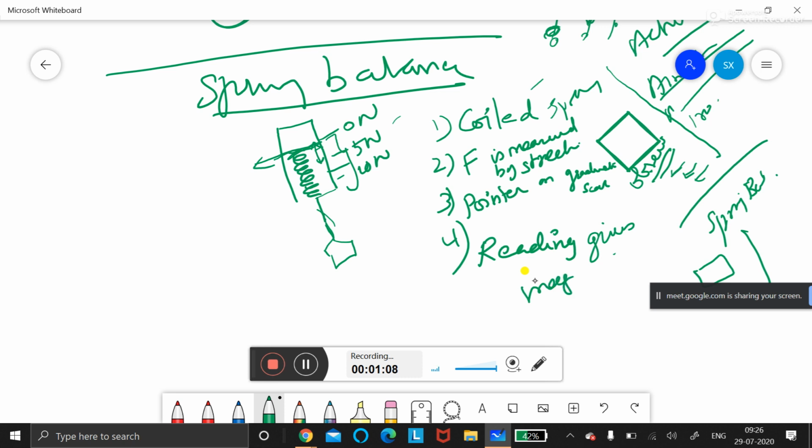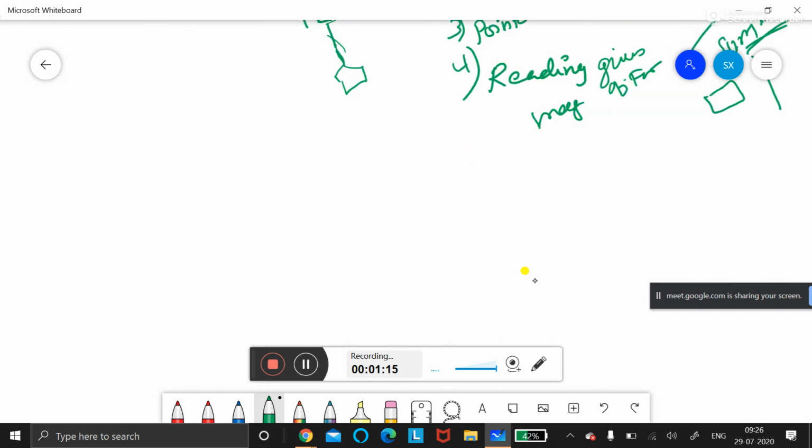These are the four points which you have to write under spring balance. Using the spring balance, we can measure the weight of the object.